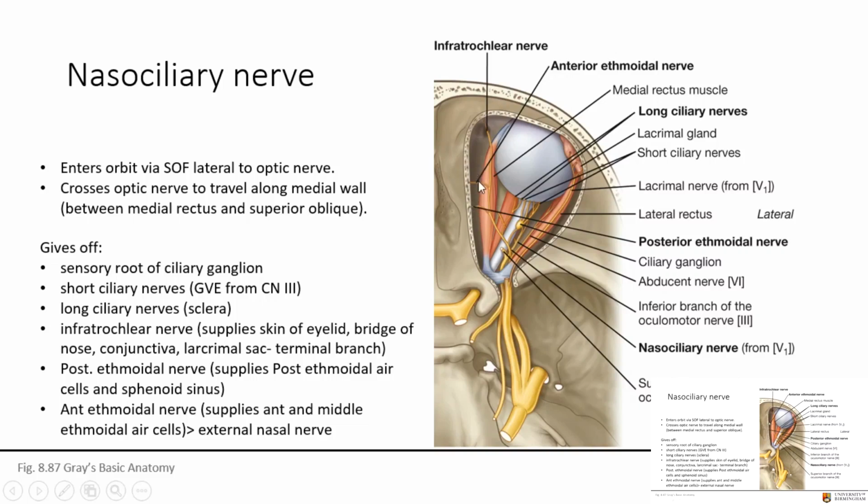So the anterior ethmoidal nerve goes through a little canal, and this one arrives into the anterior cranial fossa, then into the nasal cavity through the cribriform plate, and finally will terminate as the external nasal nerve supplying the skin of the nose.